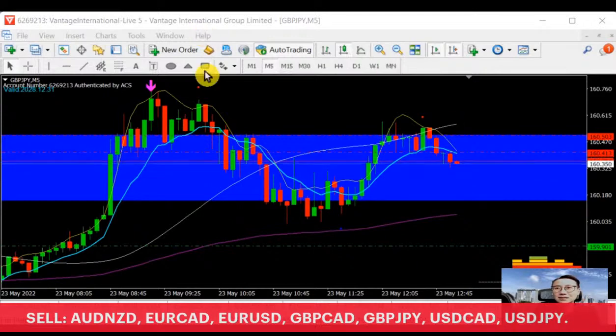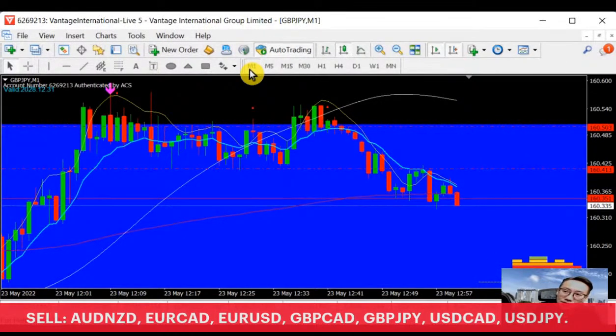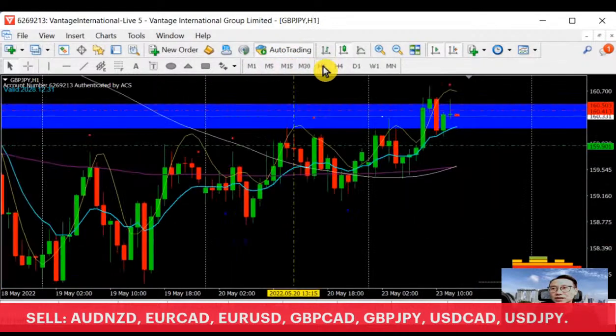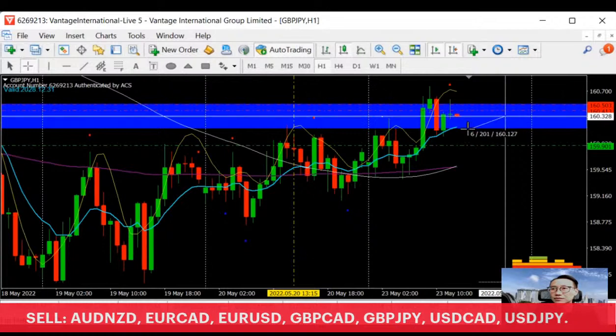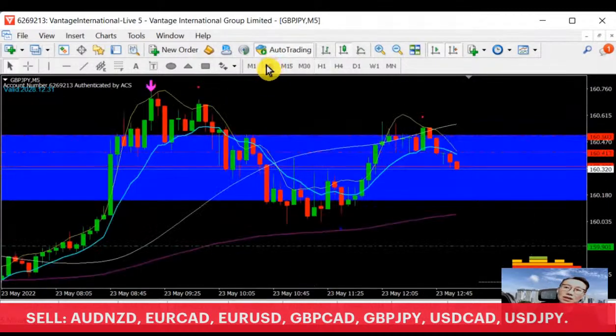Okay, right now, just minutes to go. Get ready for your pound yen. Looking at this, we have about 19 to 20 pips to go.